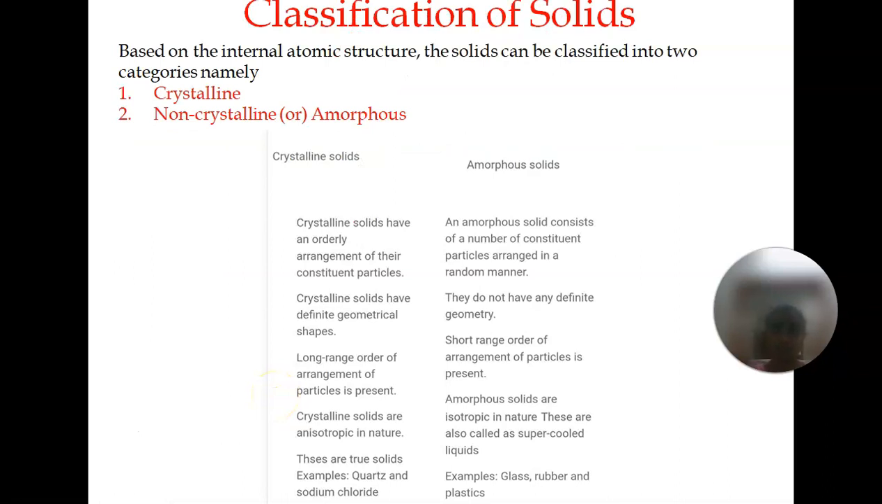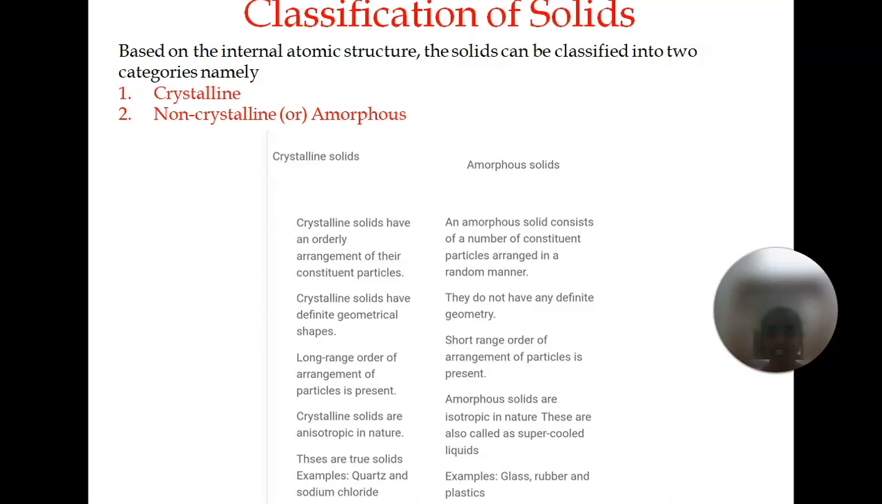So, classification of solids. According to the internal atomic structure, these solids can be classified into two different types. One is crystalline and another one is non-crystalline, sometimes named as amorphous materials. Crystalline solids have a regular arrangement of atoms, but in amorphous, it is an irregular arrangement of atoms. That's the main difference between the crystal material and amorphous material.